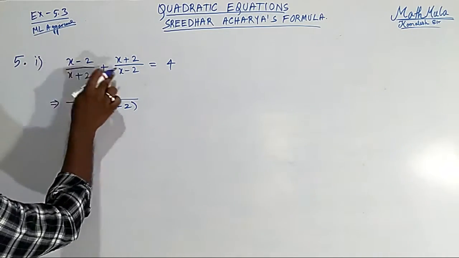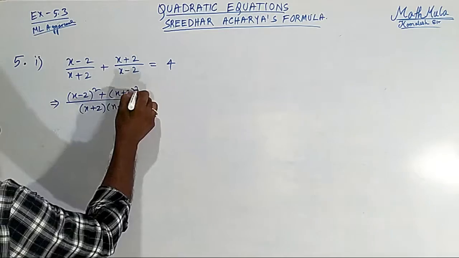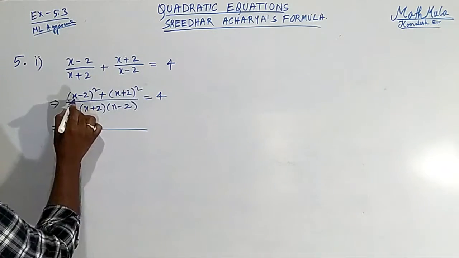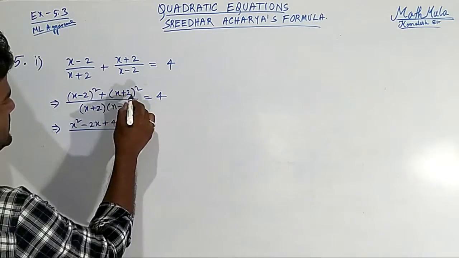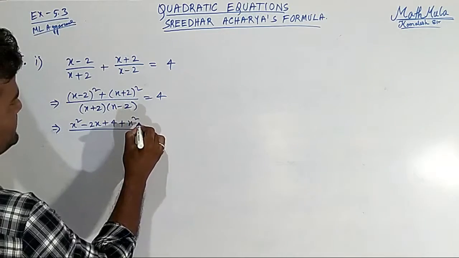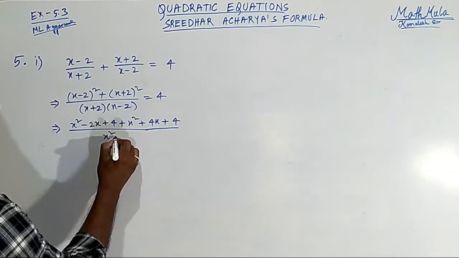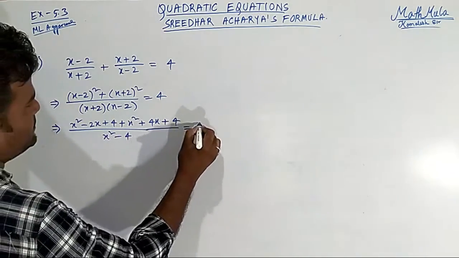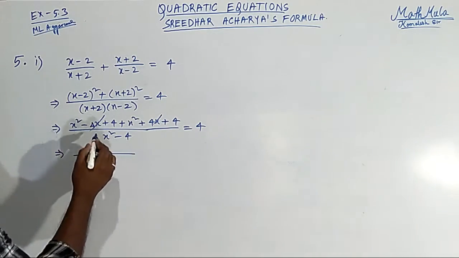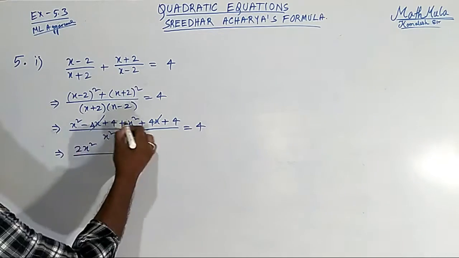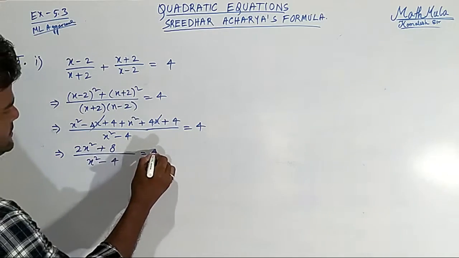Then we get (x minus 2) into (x minus 2), that is (x minus 2) whole square, plus (x plus 2) whole square is equal to 4. That implies a minus b whole square, that is x square minus 4x plus 4, and this is a plus b whole square, that is x square plus 4x plus 4. Then this is a minus b into a plus b, that is x square minus b square, that is x square minus 4, is equal to 4. Now that implies minus 4x and plus 4x will be cancelled, and x square plus x square, that is 2x square. 4 plus 4, that is 8 by x square minus 4 is equal to 4.